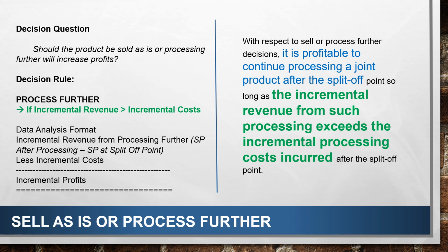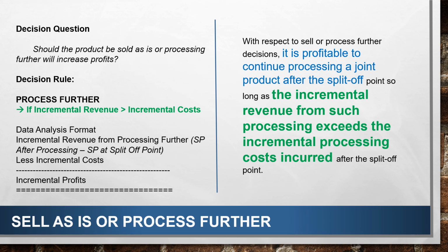So going back to relevant costing, which is our topic for today, joint costs are irrelevant in decisions regarding what to do with a product from the split-off point forward. Therefore, this cost should not be allocated to end products anymore. Rather, with respect to sell or process further decisions, if it is profitable to continue processing that joint product after the split-off point, if it can produce more revenue, then it is better to process further.